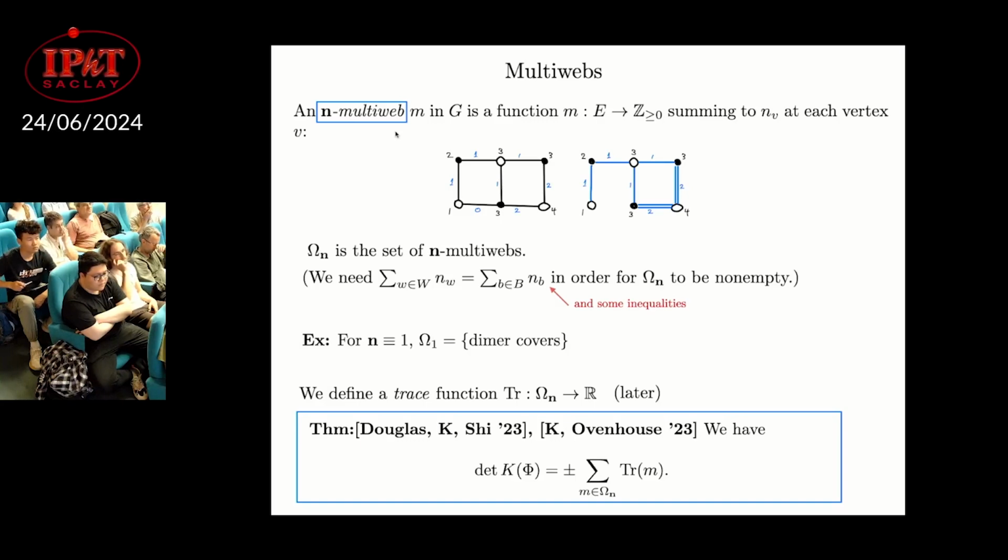And so here's the main theorem which I want to talk about today. There's a natural function on multiwebs which we call the trace, which I will define in a minute. And then there's an analog of the Kasteleyn determinant in this setting, the Kasteleyn matrix, and the determinant of that Kasteleyn matrix is the sum of traces of multiwebs. In the special case of dimer covers, when all the multiplicities are 1, the trace is just 1, and so this is just the number of dimer covers.